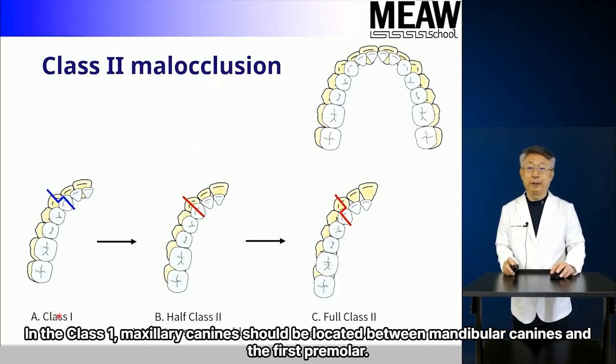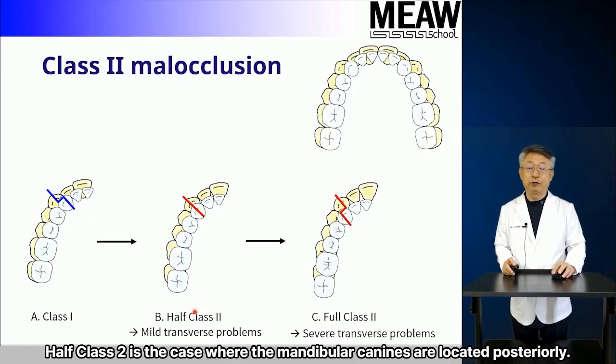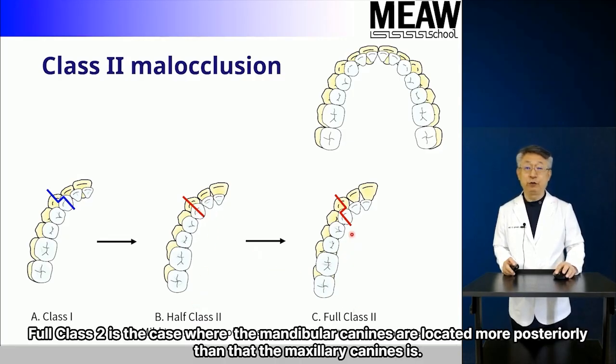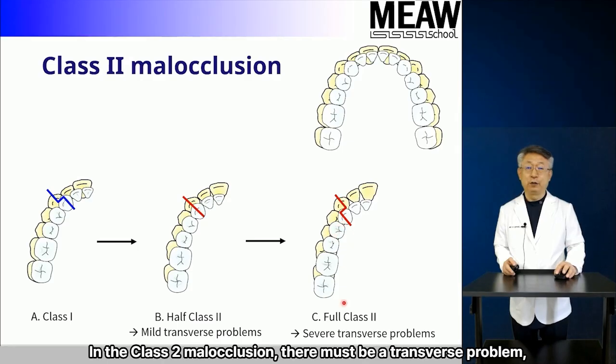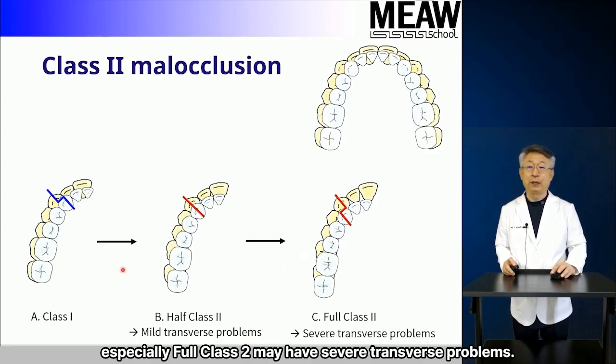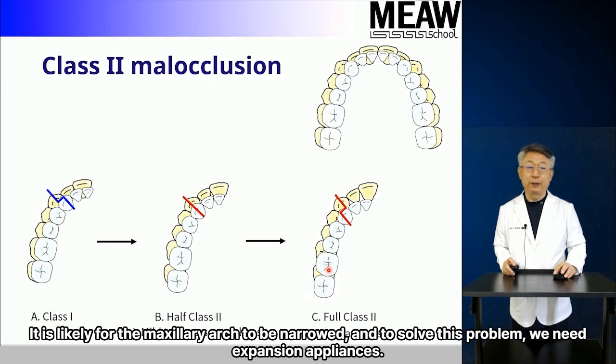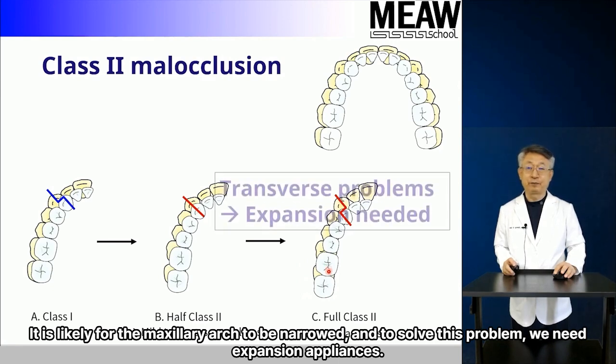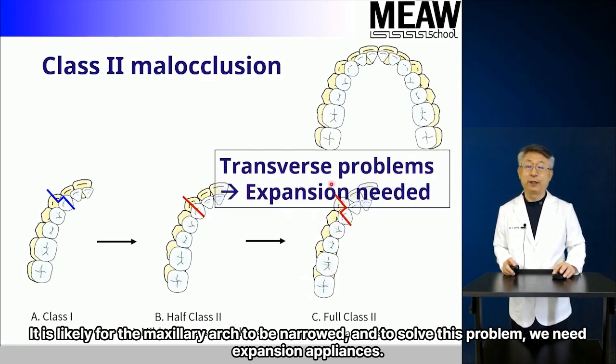In Class 1, maxillary canines should be located between mandibular canines and the first premolar. Half Class 2 is the case where the mandibular canines are located posteriorly. Full Class 2 is the case where the mandibular canines are located more posteriorly than the maxillary canines. In Class 2 malocclusion, there must be a transverse problem. Especially full Class 2 may have severe transverse problems. It is likely for the maxillary arch to be narrowed, and to solve this problem, we need expansion appliances.